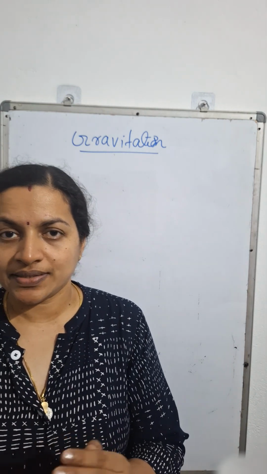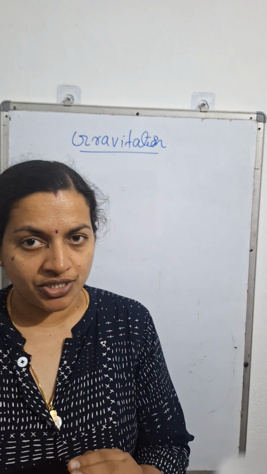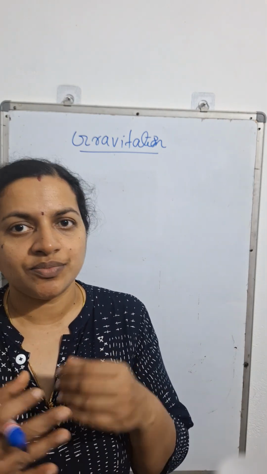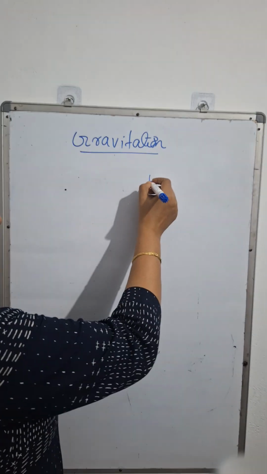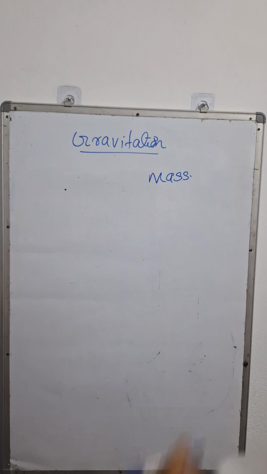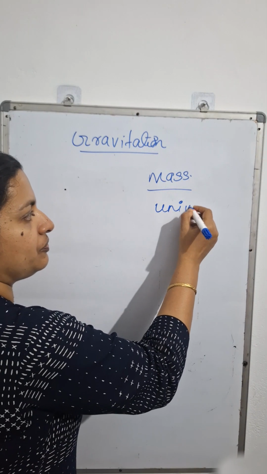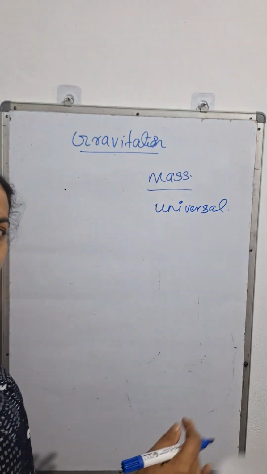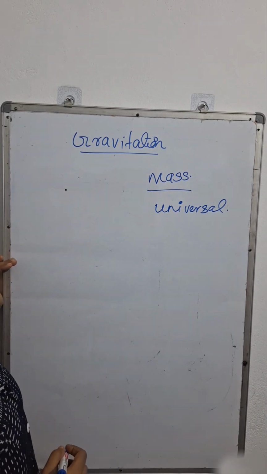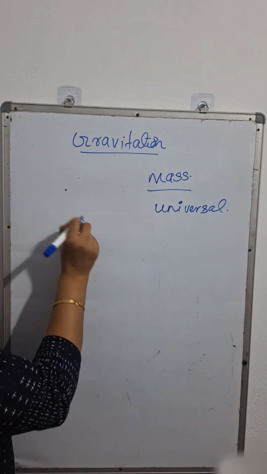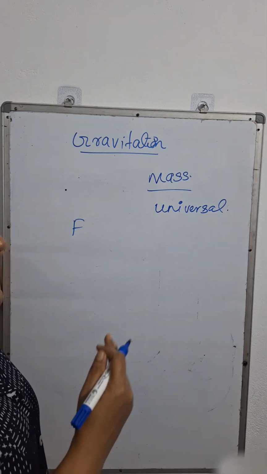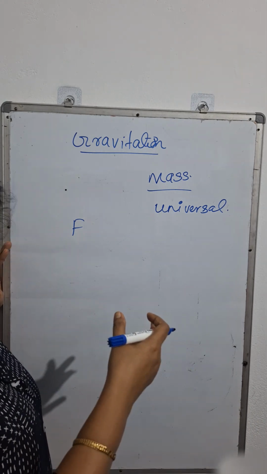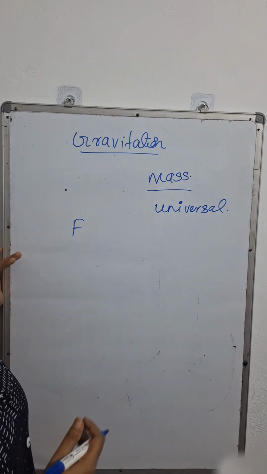Okay, so what is this gravitational force? Gravitational force is a force that exists between any two objects that have mass. Okay, so gravitational force will exist on objects that have mass. It is a universal force. We can experience this force everywhere in the universe. And suppose F is the force of gravitation, then by doing experiments, Newton concluded something about this force. Let us see what these are.